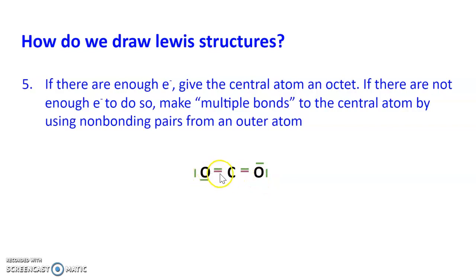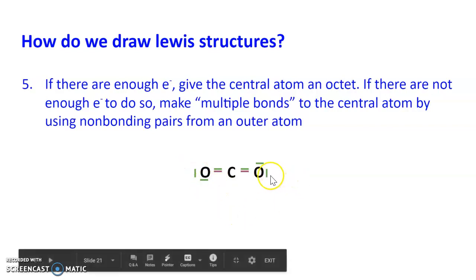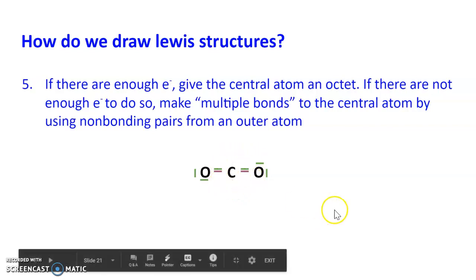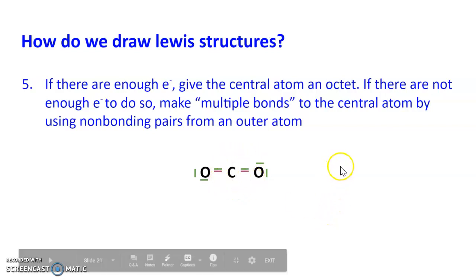So now oxygen still thinks it has 2, 4, 6, 8 electrons. This oxygen still thinks it has 2, 4, 6, 8 electrons. And carbon thinks it has 8 electrons. So everybody's happy now.